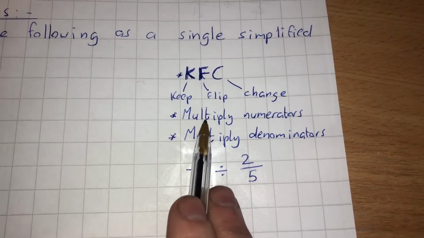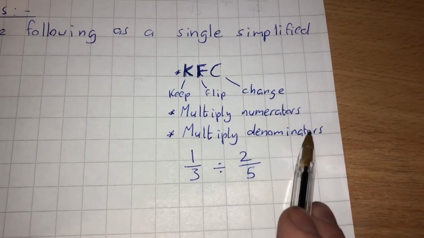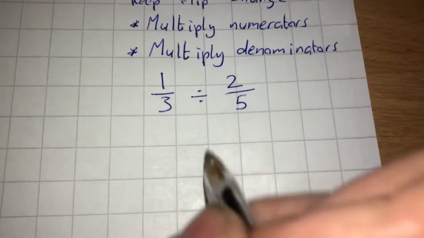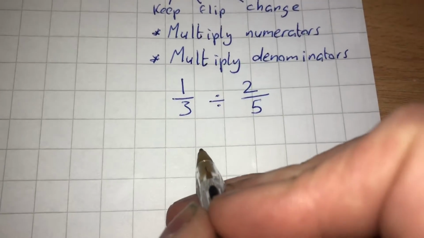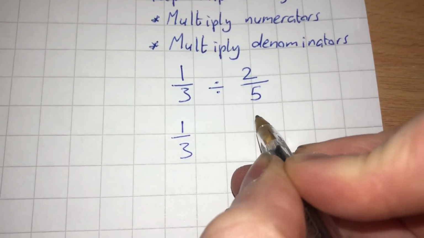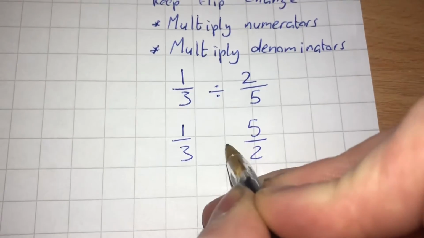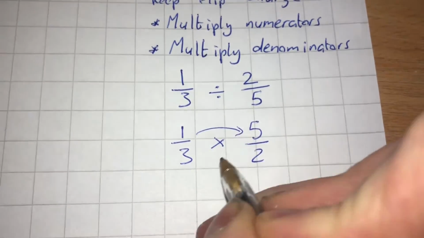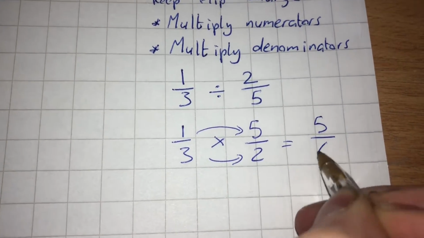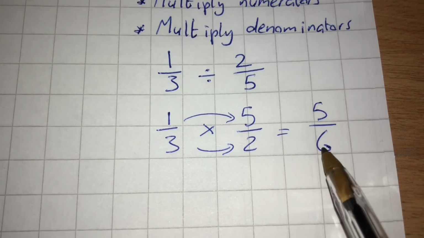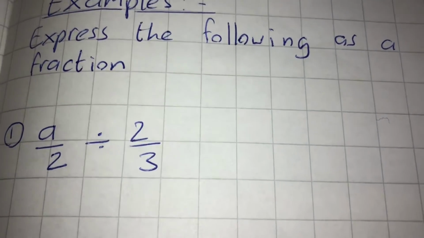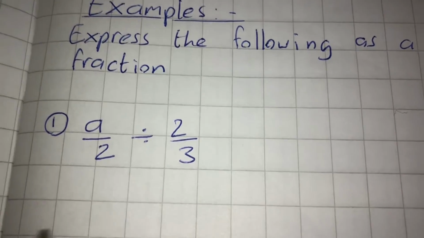And then because it's just a multiplying sum, we multiply the numerators and multiply the denominators. So to very quickly show you on this straightforward question: 1/3 divided by 2/5, so keep, flip, change. Keep the first fraction so it stays as 1/3, flip the second, 2/5 becomes 5 over 2. Change the divide to multiply, and then we just multiply numerators and multiply denominators. So 1 times 5 is 5, 3 times 2 is 6. Simplify if needed, but in this case 5/6 does not simplify. And we are going to do a wee bit of simplification of the algebraic fractions as well, so we'll see that as we work through the examples.